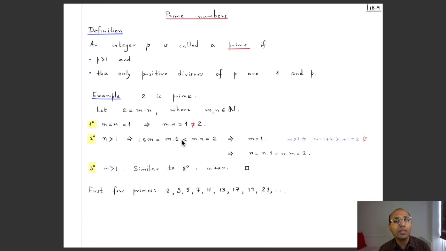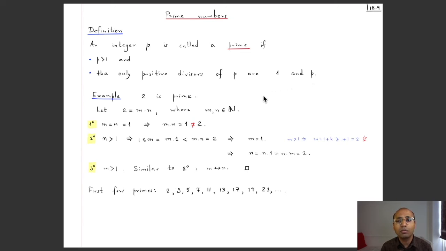We will now discuss prime numbers. So here is the definition of a prime number. An integer p is called a prime number if first of all p is strictly bigger than 1 and the only positive divisors of p are 1 and p.